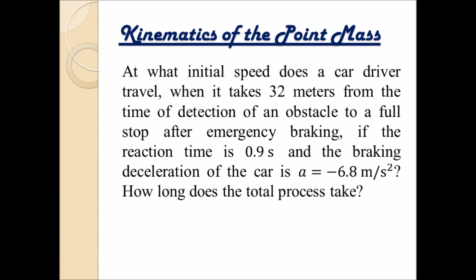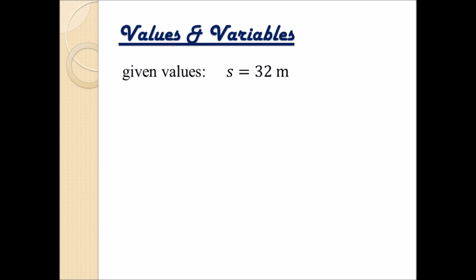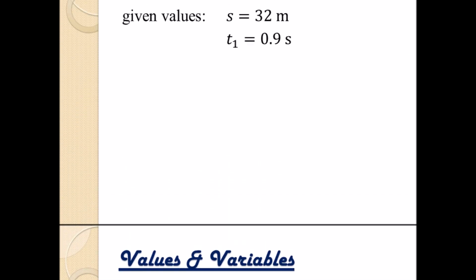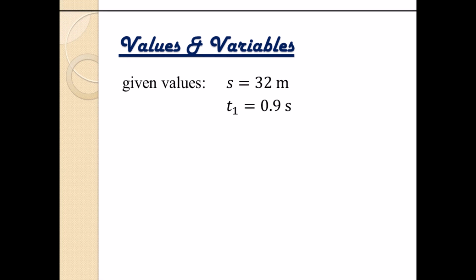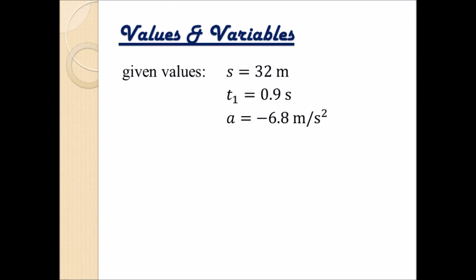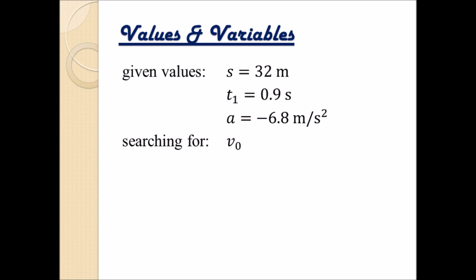Now, how can we solve this problem as efficiently as possible? First of all, what are the given values and what are the values we're searching for? The given values from this text are the total distance, s equals 32 meters, the first time period in which we need time to react, which is 0.9 seconds, and the negative acceleration in the second regime, where we finally get our car to stop, a equals minus 6.8 meters per second squared. And we realize from the text that we are searching for the initial velocity, v0, and the total time, t.